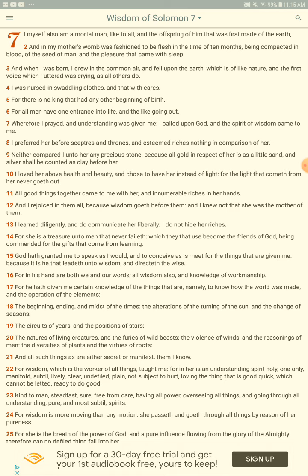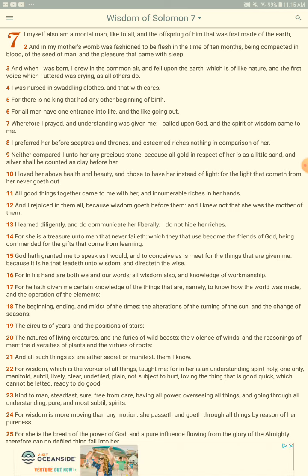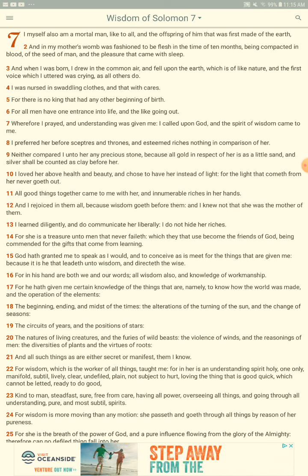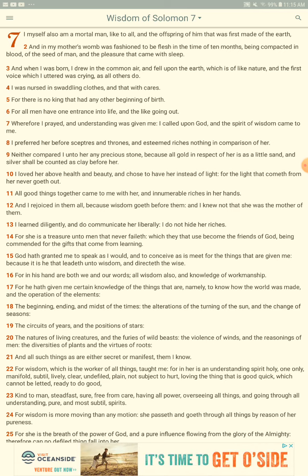And when I was born, I drew in common air and fell upon the earth, which is of like nature, and the first voice which I uttered was crying, as all others do. I was nursed in swaddling clothes, and with cares. For there is no king that had any other beginning of birth. For all men have one entrance into life, and the like going out.